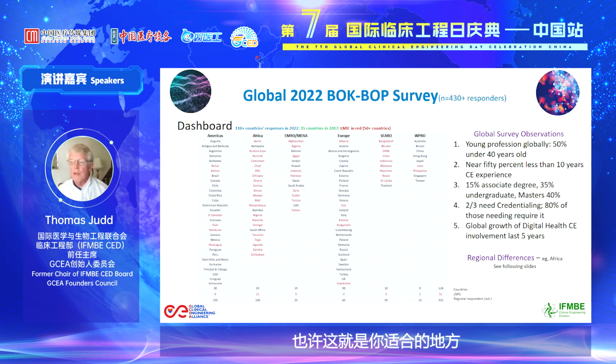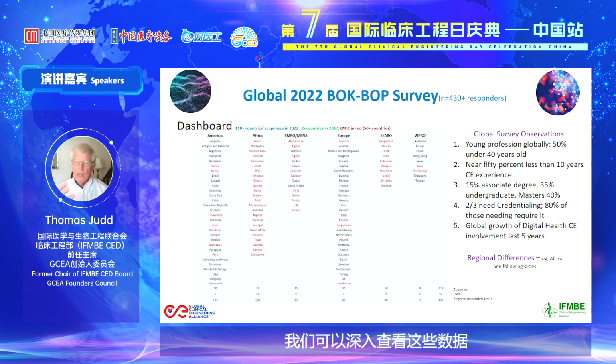Maybe this is where you fit, so you've got an opportunity to grow and meet some of the challenges we're talking about. Around the world, 15% of our practitioners have an associate degree, 35% undergraduate, and 40% masters. And then there are, of course, more degrees than that. Most of the people around the world need credentialing, need certification. And of course, the big change in our profession in the last 5 years has been the growth of digital health clinical engineering involvement.